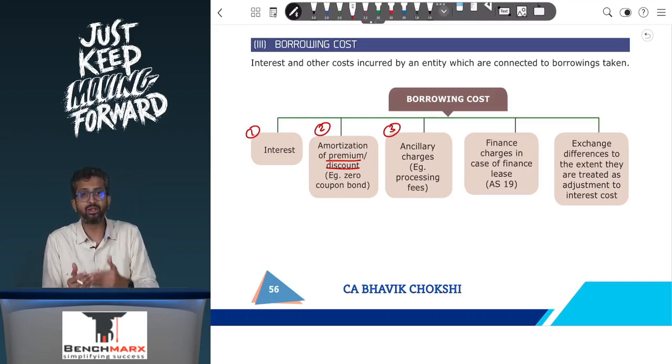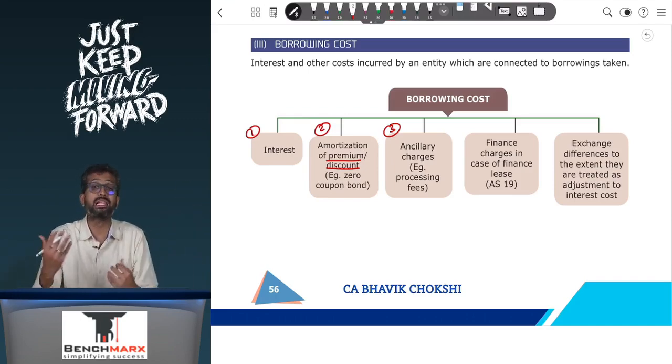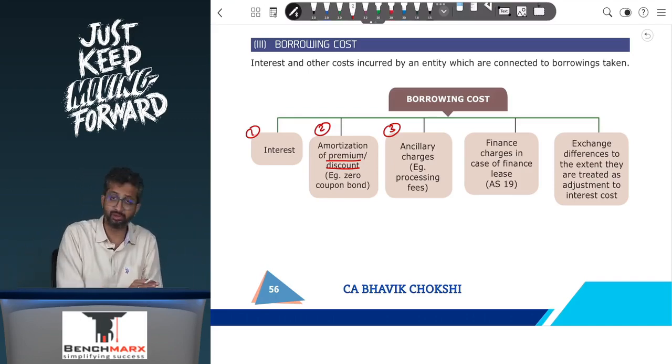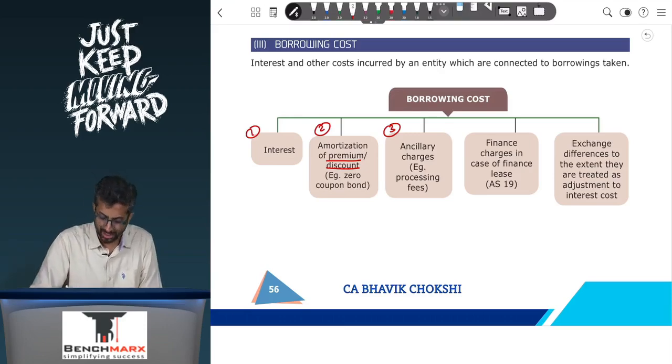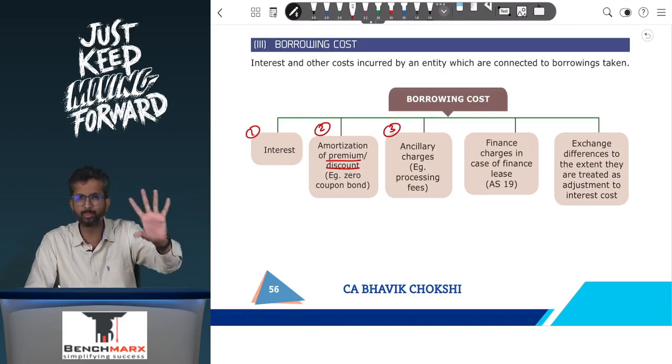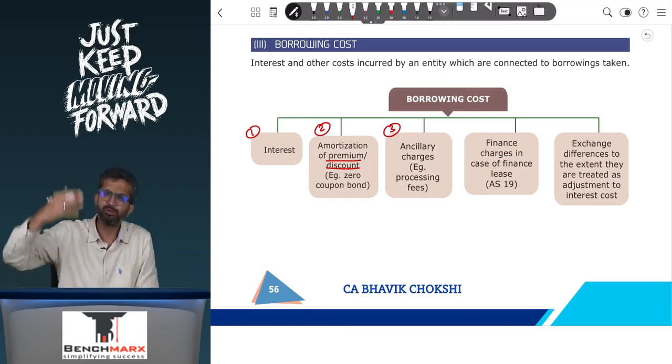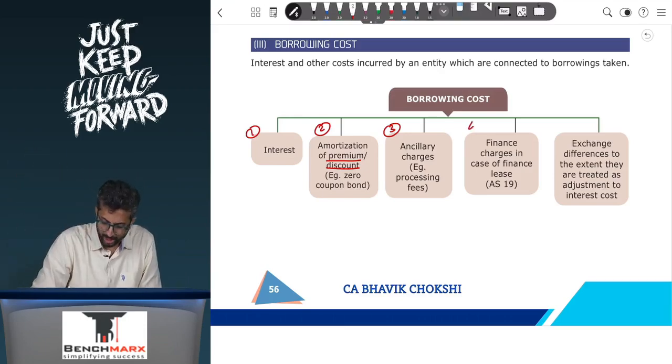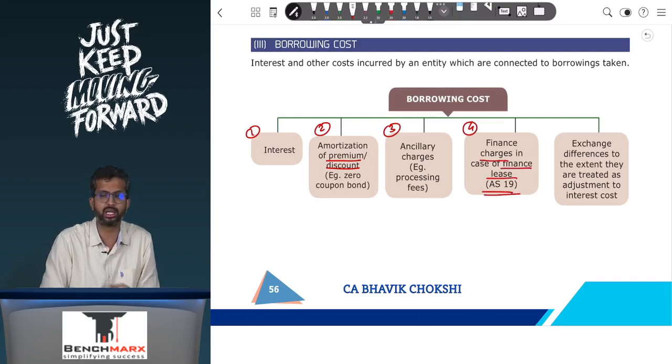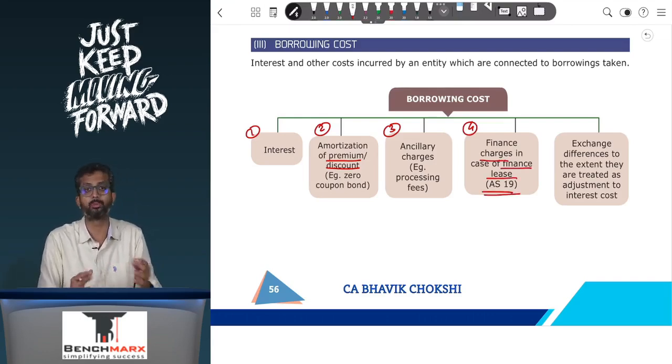In which case, I will record the asset and I will also record a lease liability on which every year interest will be levied. And that interest are also called as finance charges. As per AS 19, if you have done it, you will probably be able to grasp it. Otherwise, we will do it along with AS 19. So over here, this is finance charges in case of a finance lease, which is covered under, let us say, AS 19. There is also a type of a borrowing cost.